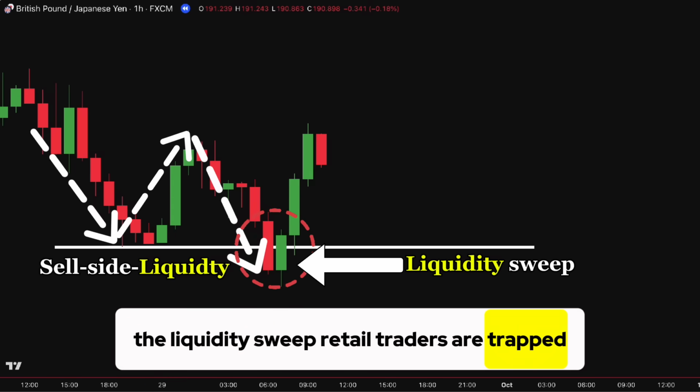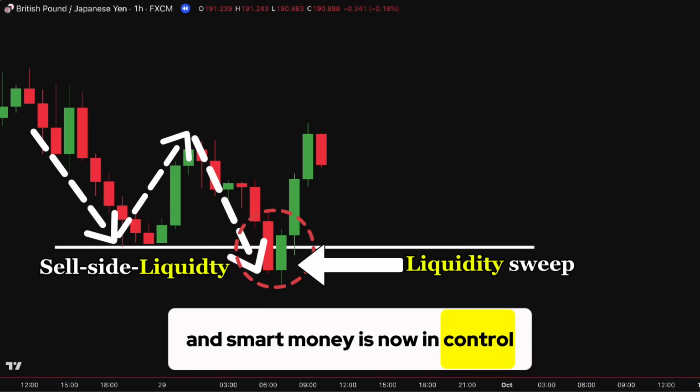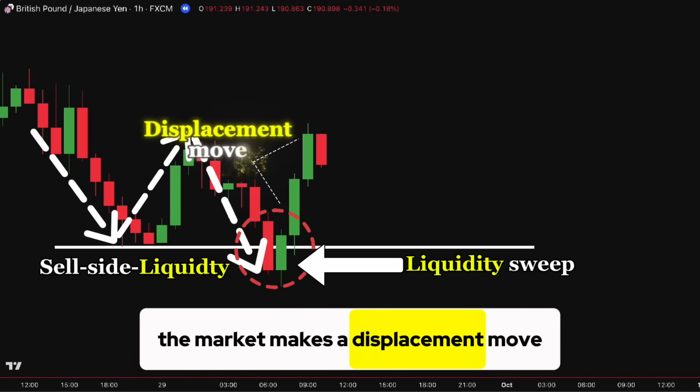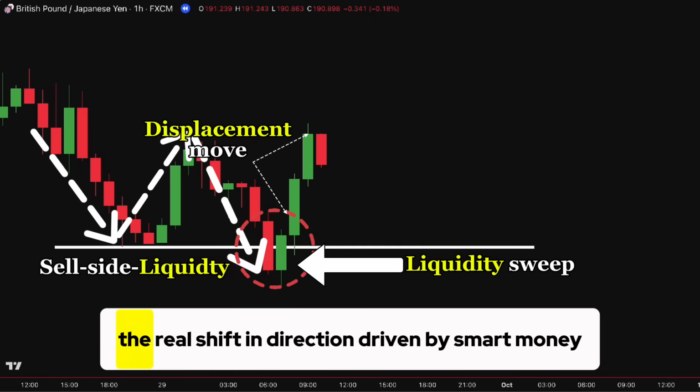Retail traders are trapped, and smart money is now in control. As we said earlier, after the liquidity sweep, the market makes a displacement move. This is the money move, the real shift in direction driven by smart money.